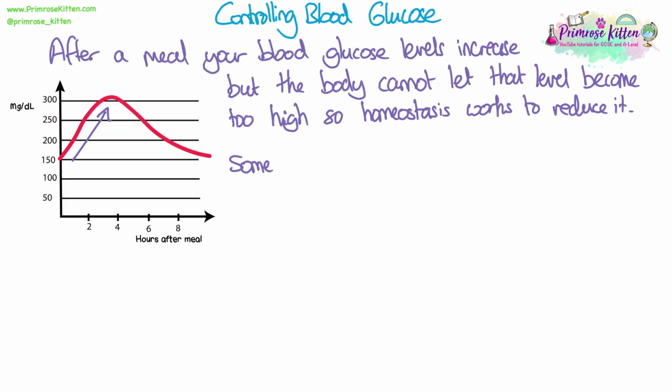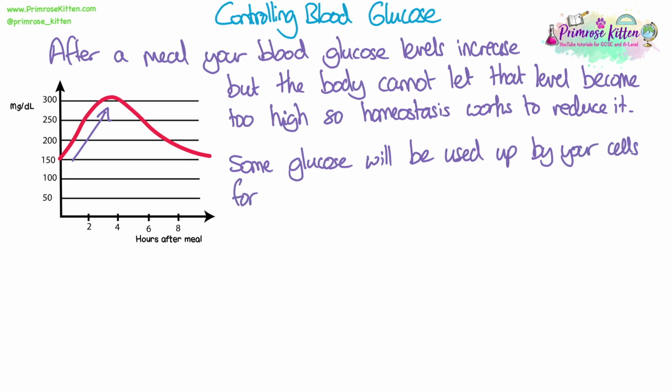So here's a little graph showing the hours after someone has eaten and showing their blood glucose level on the y-axis. So after a meal, your blood glucose levels will increase. And you can see there you've got quite a sharp, steep increase in the curve. But your body can't let that level become too high. So they can't keep letting that level increase and absorb more and more glucose into the blood because of homeostasis. And we need to make sure that we can reduce it so it stays around the optimum level.